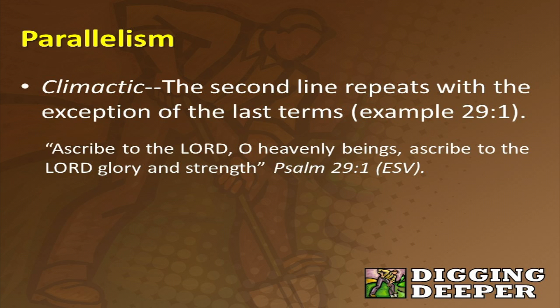Our fourth type of parallelism is climactic. In climactic parallelism, the second line repeats with the exception of the last terms. So, an example would be Psalm 29:1. Ascribe to the Lord, O heavenly beings, ascribe to the Lord glory and strength.